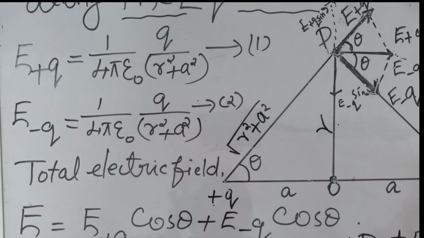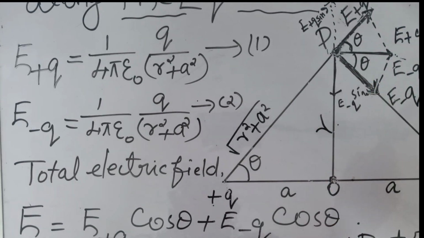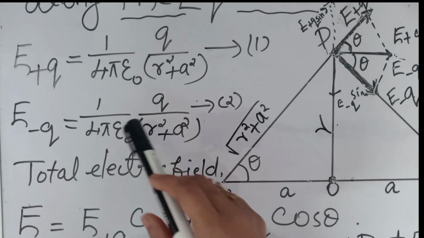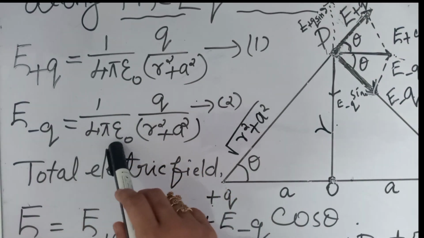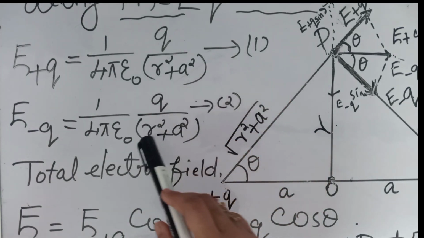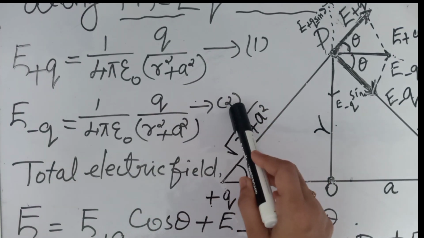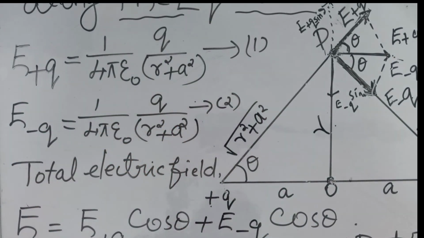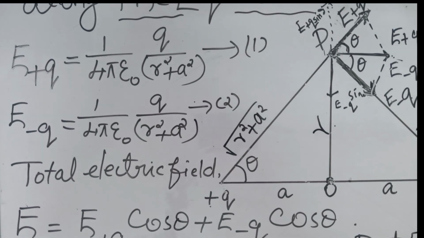And now the distance between minus Q and P is also root of R square plus A square. Okay, only the magnitude we are writing here. So E minus Q can also be written like this: 1 by 4 pi epsilon 0 Q by R square plus A square. So that is the second equation. So here we are getting E plus Q and E minus Q. Now we have to find the total electric field. So how can we add the fields together?